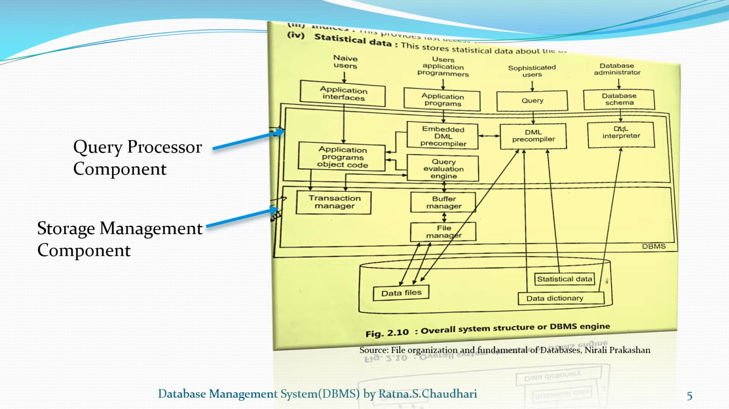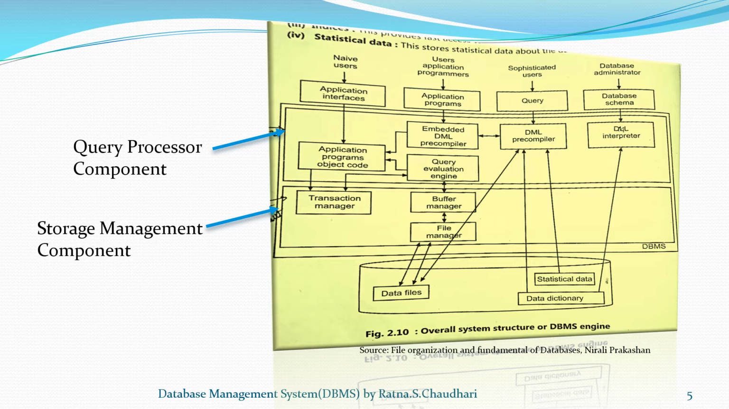It manages the allocation of disk space and data structure used to represent information stored on disk. Whatever information we are going to store on a disk, all this information is managed by this file manager. Next is buffer manager. Here the meaning of buffer is temporary storage. So the buffer manager is responsible to fetch data from disk into main memory, and it also decides which data to cache in memory.